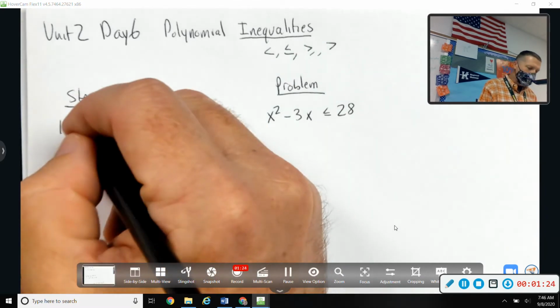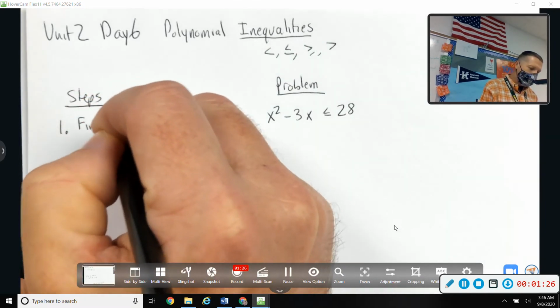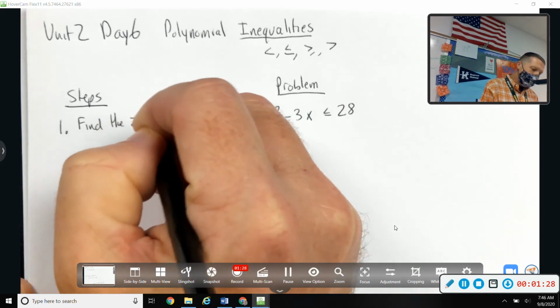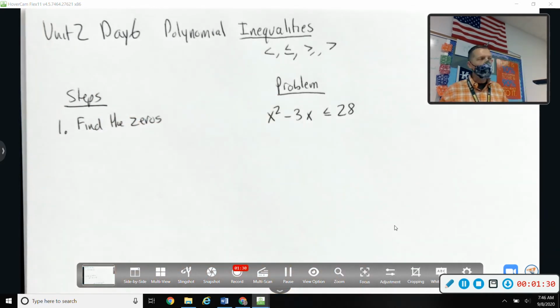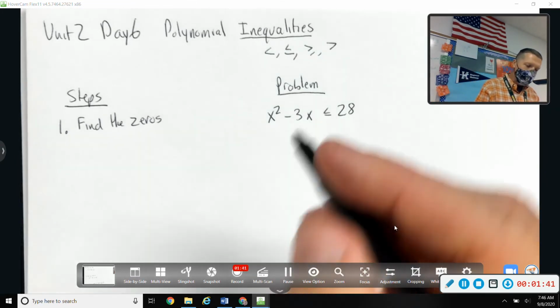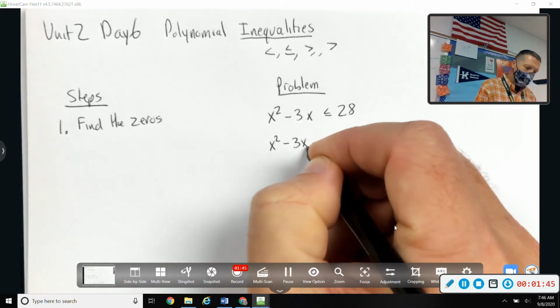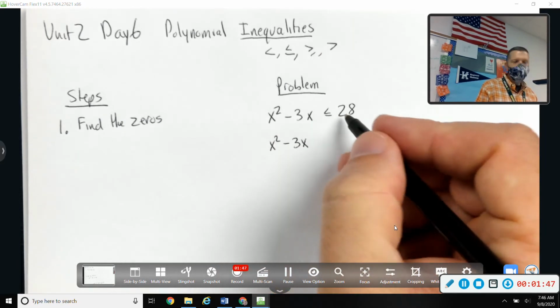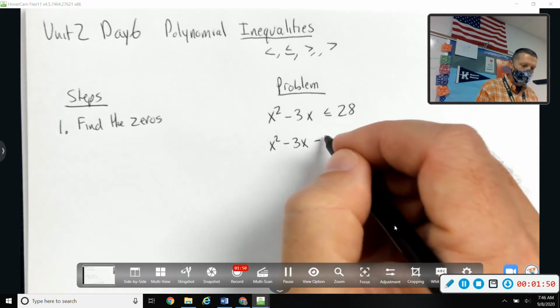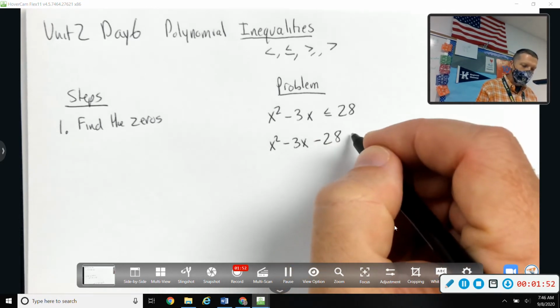All right, step 1. Find the zeros, or the roots, or the solutions, or the x-intercepts, whatever you want to call it. That's what Friday's worksheet was, finding zeros of quadratics. So let's move the 28 over. I guess unless we wanted to do complete the square, but nobody does that of their own choosing, generally speaking.